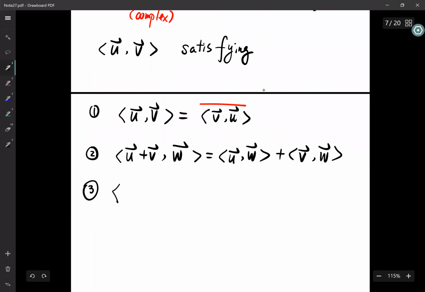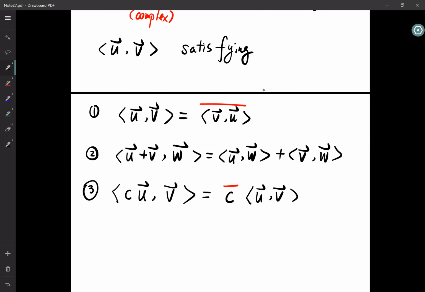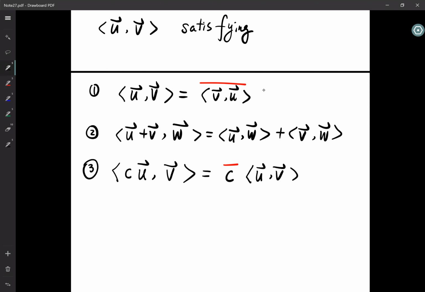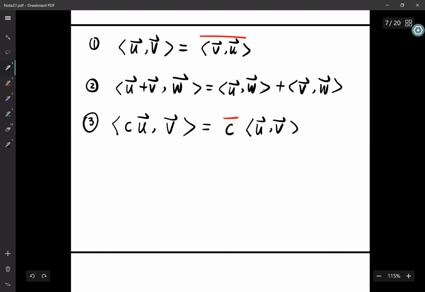And three is <CU, V>. If I have a number here, this is equal to C bar <U, V>. Again, if it is a real number, you don't need to worry about that. In the case it is a complex number, you need to add this conjugation. I'm going to comment on that later. And four is this one, where I consider the inner product of a vector with itself, it is not only real, but also non-negative.